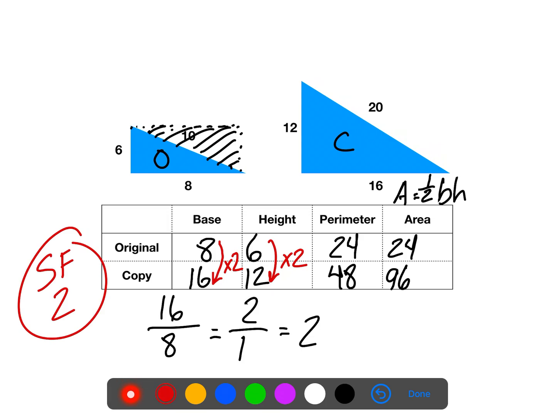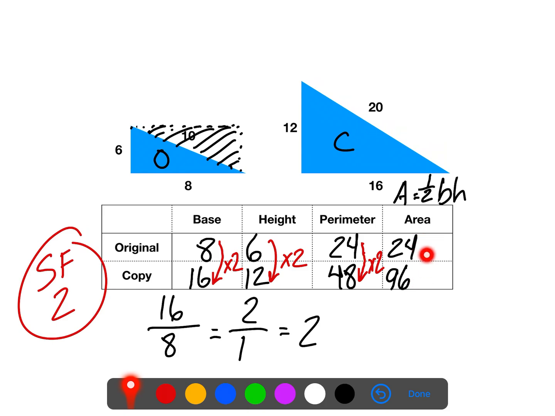Yes, they do. So the perimeter, we can tell, continues with that idea of having a scale factor of 2. Everything in the original is multiplied by 2 to get the scaled copy here. Let's check the area. We started with an area of 24, and then our copy had an area of 96.